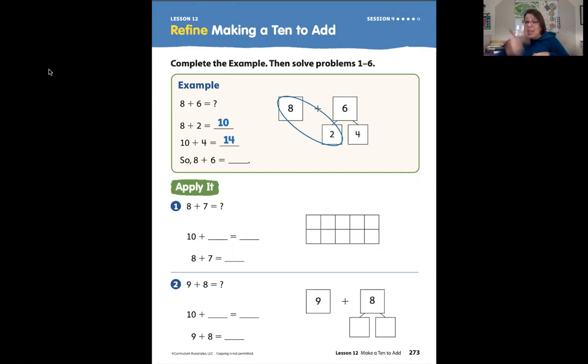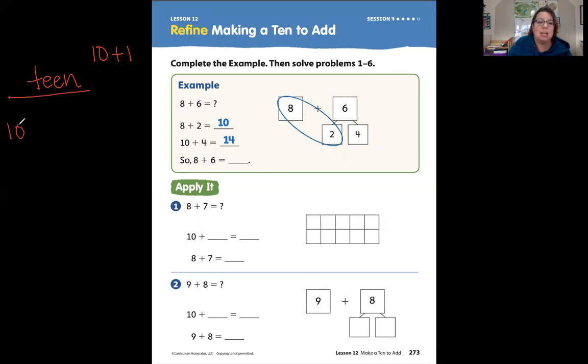I say 2, you say 8. If I say 3, you say 7. If I say 1, you say 9. If I say 9, you say 1. So you need to practice that every day, okay? So here we go. The first thing we're going to practice is making teen numbers. Ready? A teen number is one group of 10 plus at least one 1, okay?